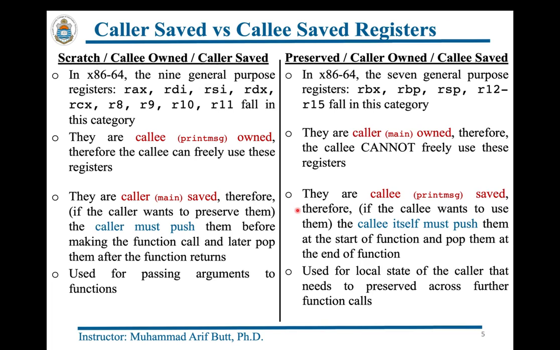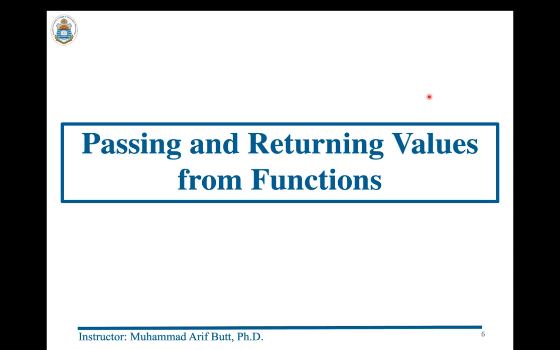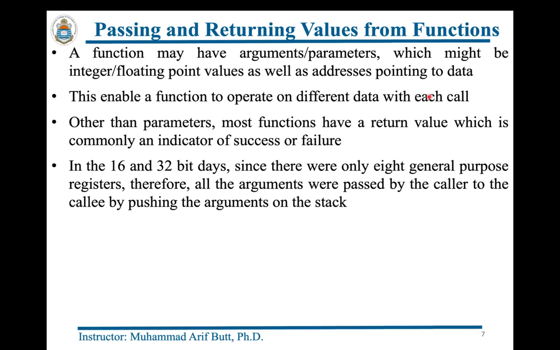And this slide summarizes the concept of the caller saved and the callee saved registers, which we have discussed in detail in our previous session. Okay, dear students, today we move ahead and see how different operating systems allow x86 64 assembly programmers to pass and return values from functions. Well, a function may have arguments or parameters, which might be integers or floating point values, as well as addresses pointing to data. And this enables a function to operate on different data with each call.